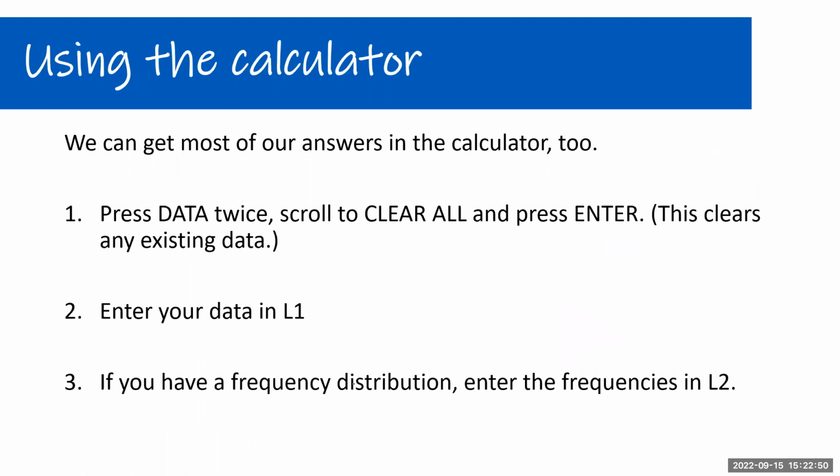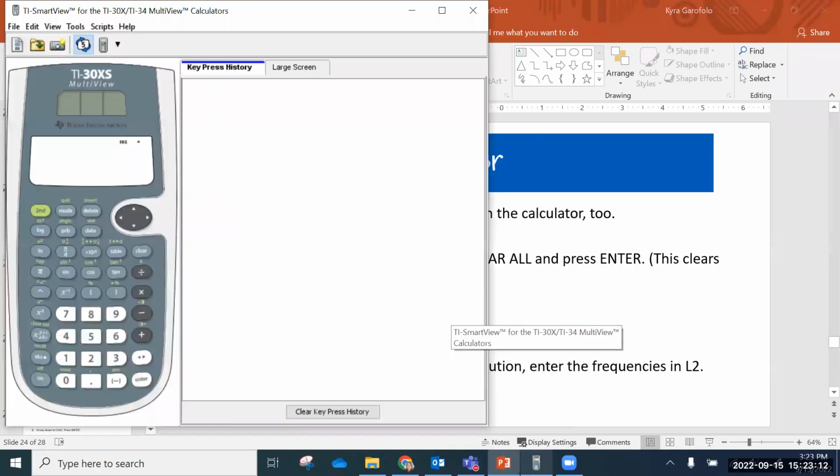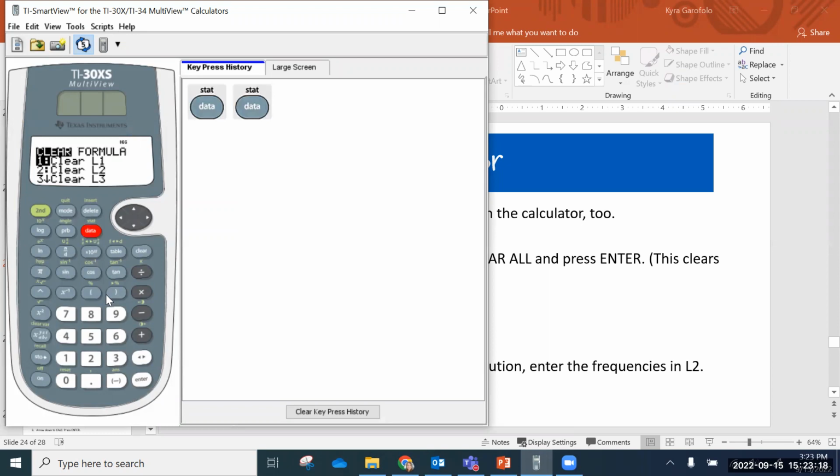Now, I've alluded to this a couple of times, and it's going to make our lives so much easier. You can get your answers in the calculator too, and I'm going to show you how. We're going to go into our calculator, and we are going to clear our data. So remember, press data twice and 4 to clear your data. So now we have an empty table. We're going to enter our data in L1 right here.